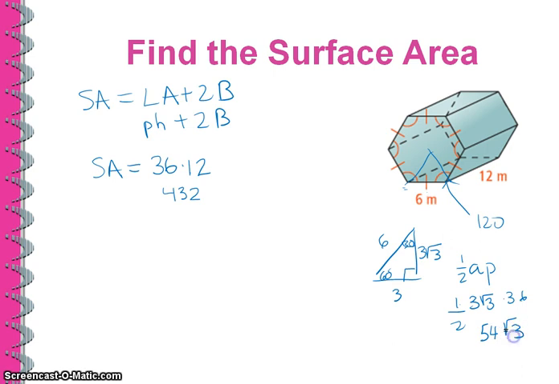So I put this all together, and my surface area is going to be equal to, if I want to be precise, 432 plus 54 rad 3. If I want to get an approximate answer, it's approximately 619 meters squared.